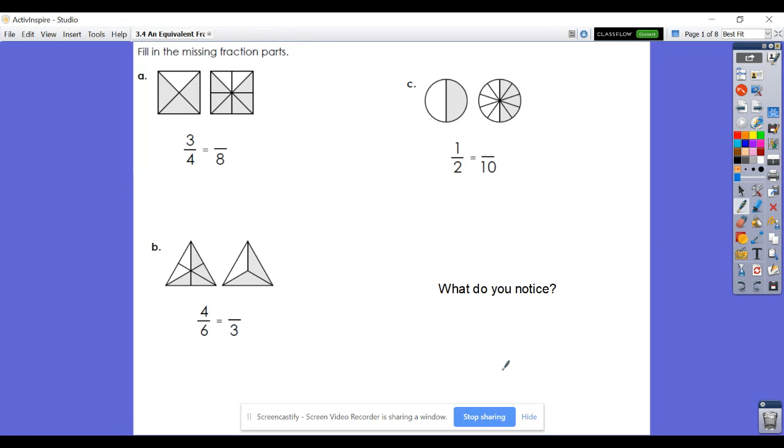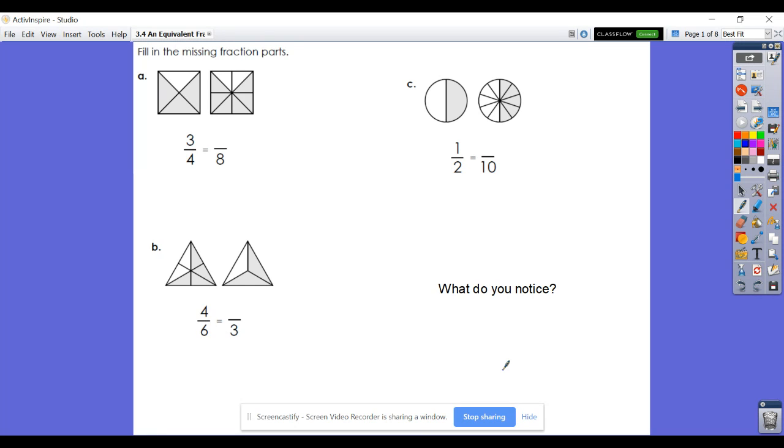The directions say fill in the missing fraction parts. So I want you to pause this video and go ahead and try A, B, and C on your own. Use the pictures, the visual models of the fractions to help you. Play the video when you are ready to see the answers.